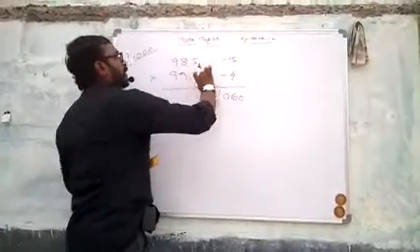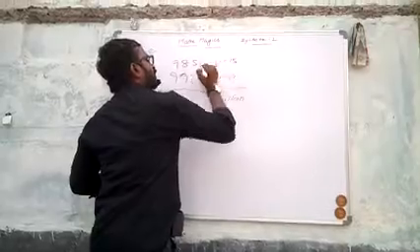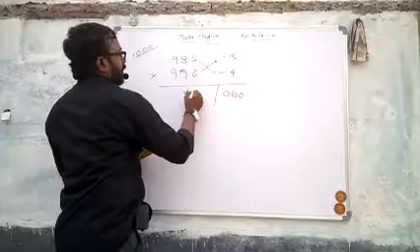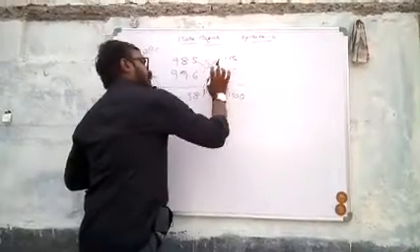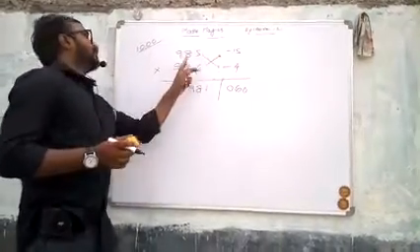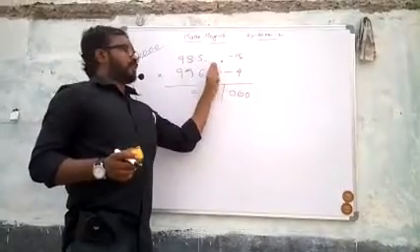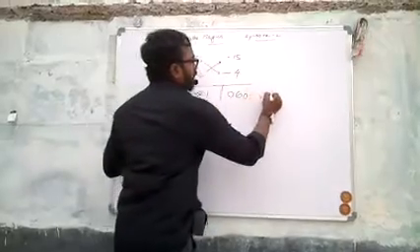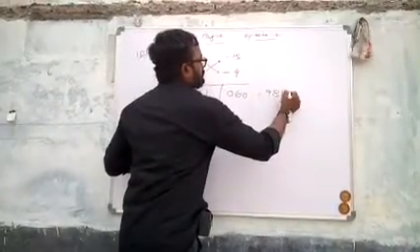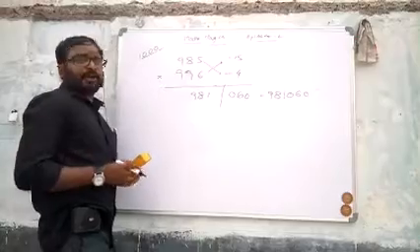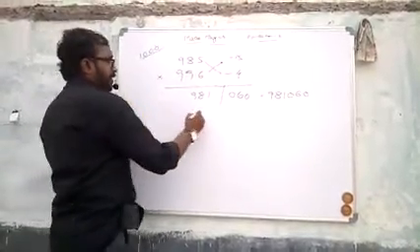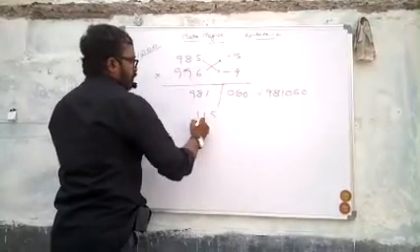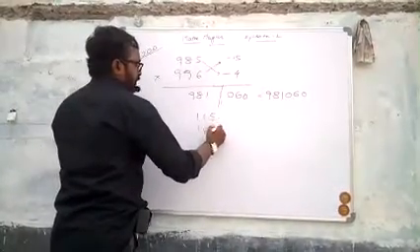Use oblique. 996 minus 15 or 985 minus 4. 985 minus 4 is 981. 996 minus 15 is also 981, but this one is easier to solve. So whichever is easy, you can follow the same. 981. So the answer is 981060.